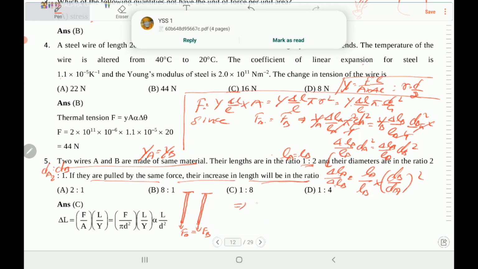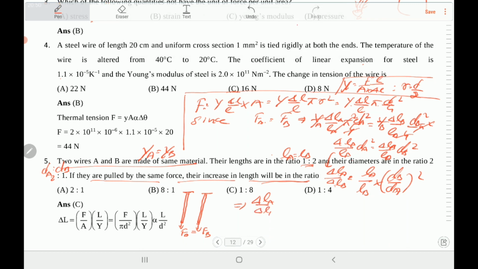Therefore, you write this way: delta L of A to delta L of B equals, what's L of A? Ratio of length of A to that of B, 1/2. That's why he gives into dB by dA. dA by dB is 2:1, so dB by dA is 1/2, whole squared. So it is 1/2 into 1/4. That's equal to 1/8.